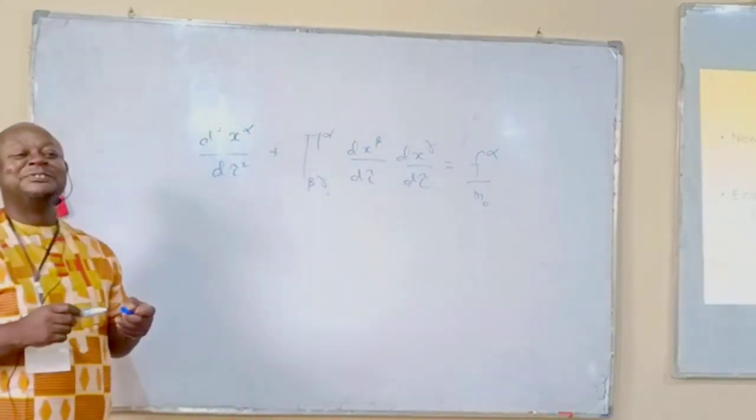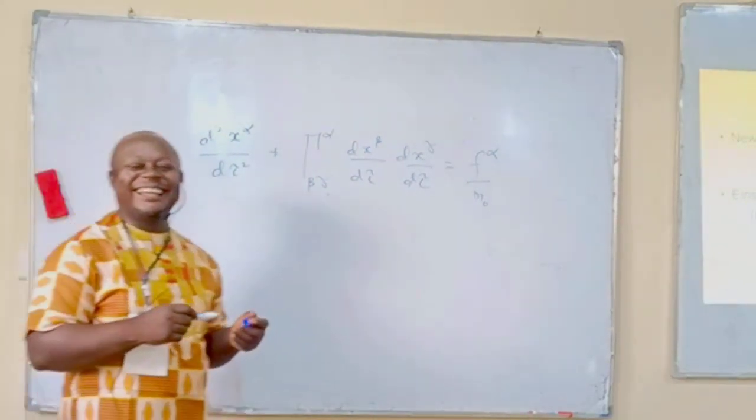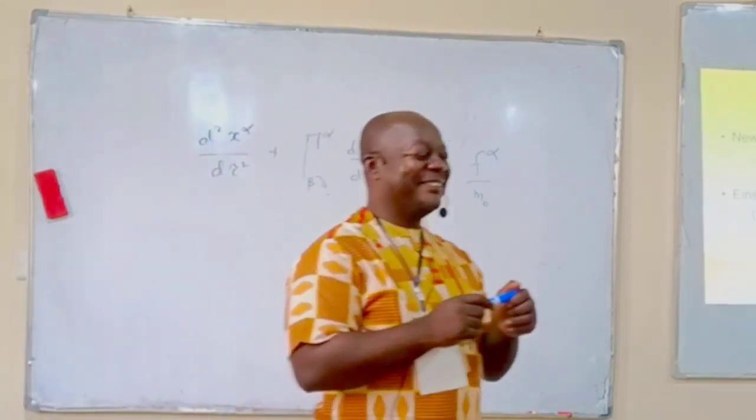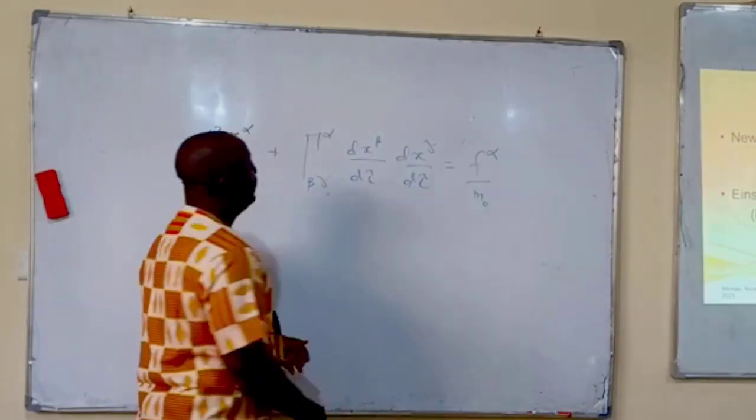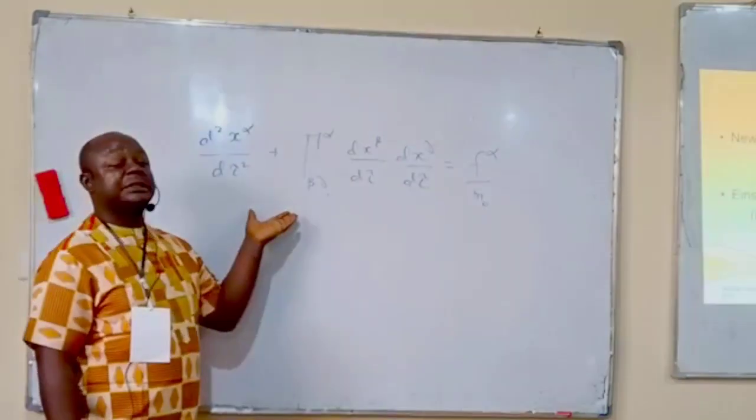It looks beautiful. The equation looks beautiful. Okay, so this is what we call the geodesic equation of motion.